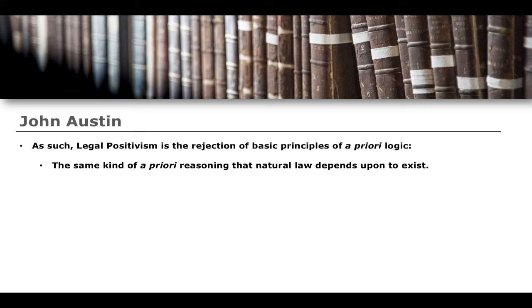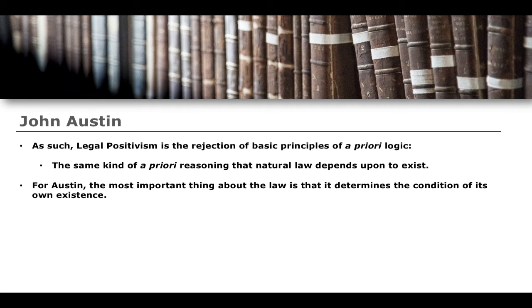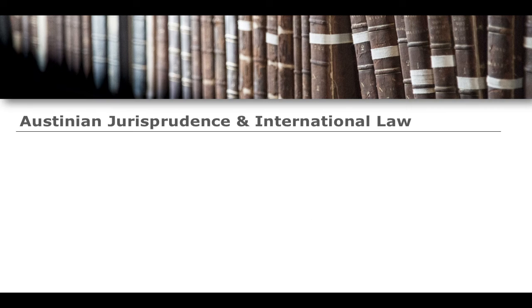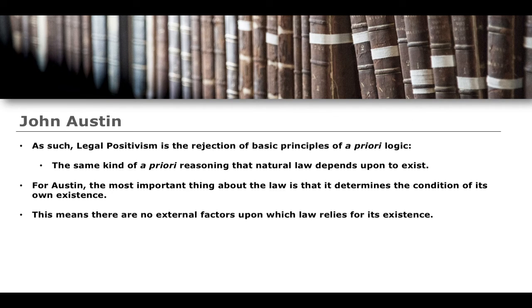This kind of reasoning, this kind of understanding, is something that is relied upon within natural law. For people like John Austin, the most important thing about law is that it determines the condition of its own existence, okay, rather than requiring this a priori reasoning. It means, therefore, that there are no external factors upon which law relies for its own basic existence.